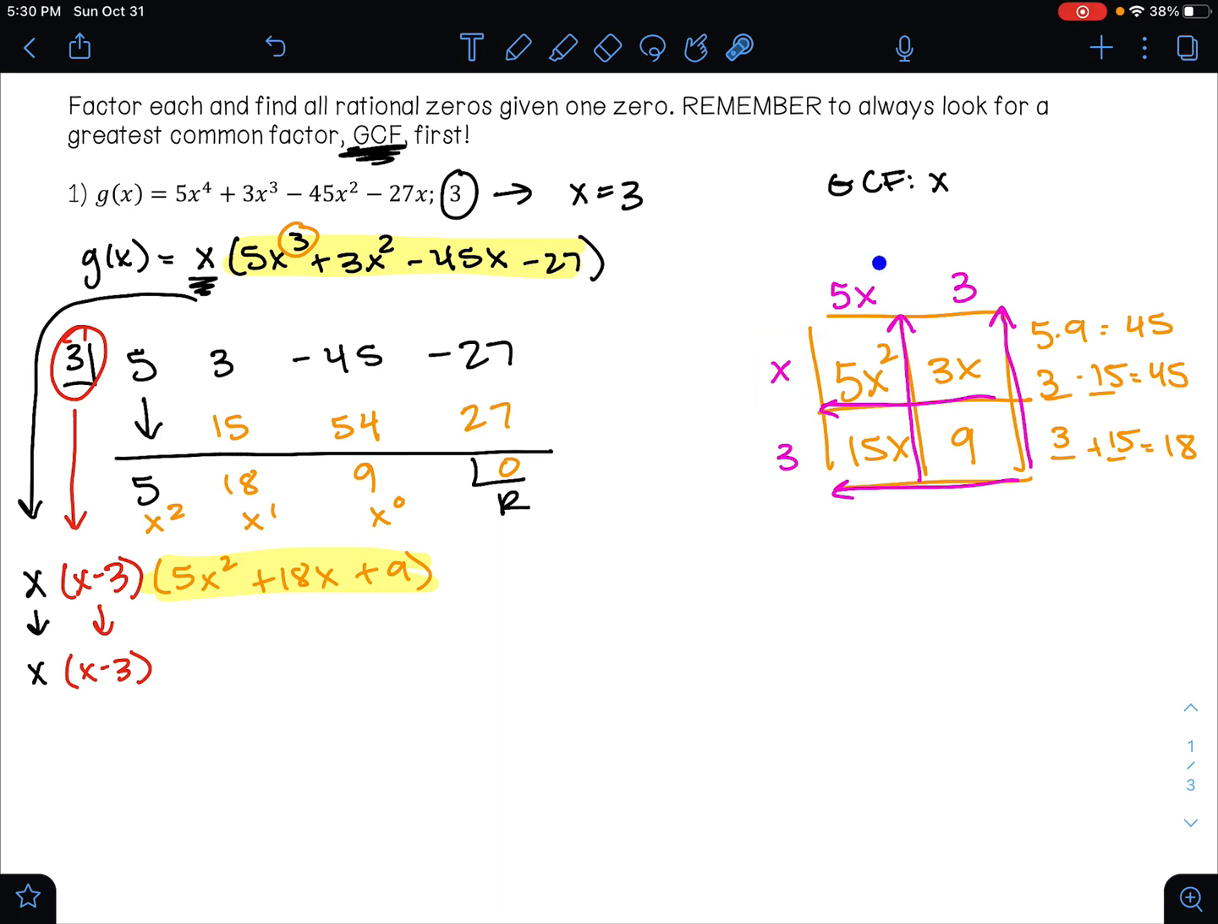x times 5x is 5x squared. x times 3 is 3x. 3 times 5x is 15x. And 3 times 3 is 9. So this simplifies to x plus 3 times 5x plus 3. So we have factored. And now we want to find all of the rational zeros.